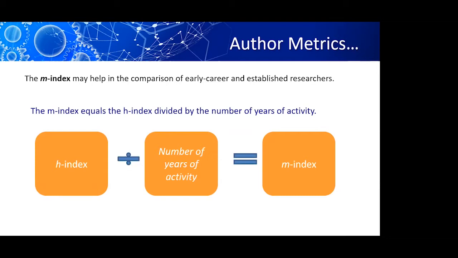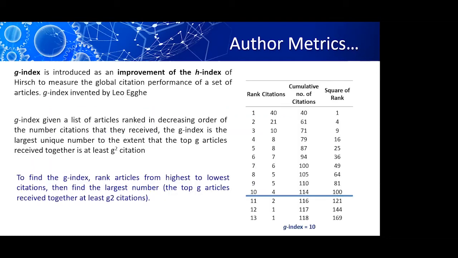And now, moving to the next important author metric, that is the G-index. The G-index was invented by Leo Egghe. It was introduced as an improvement of Hirsch's H-index, to measure the global citation performance of a set of articles. To see how the G-index is calculated, I have given one table.